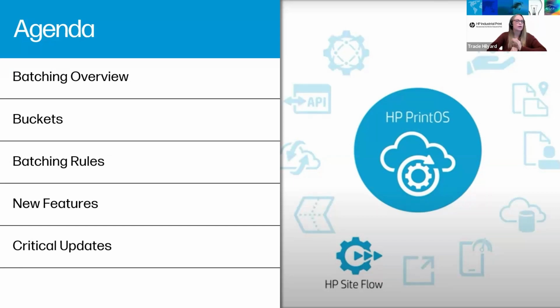We have on the agenda a batching overview. We're going to go over the flow of the batches. We're going to look at buckets, batching rules, and the organization of the batching list and the bucket lists.